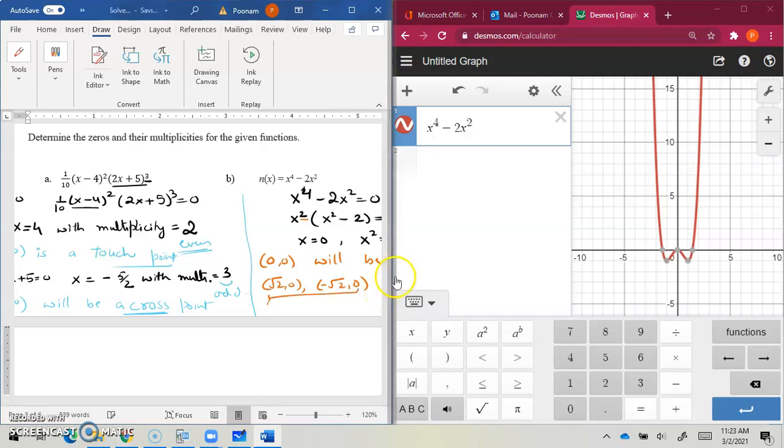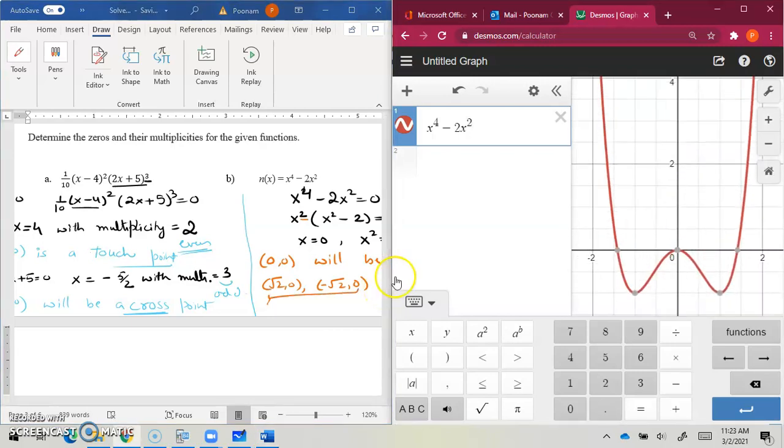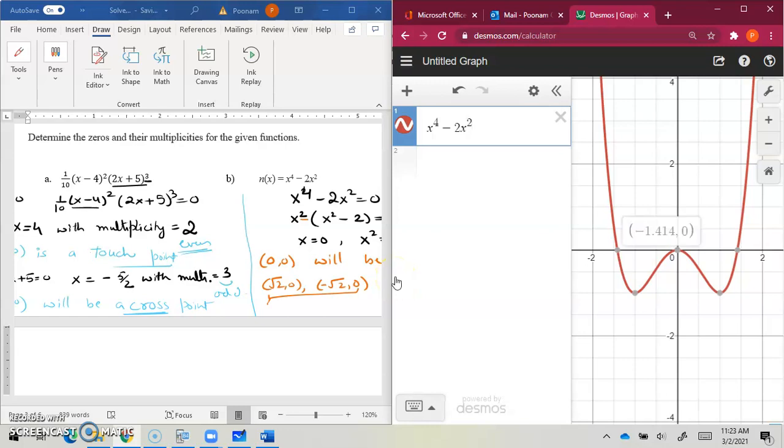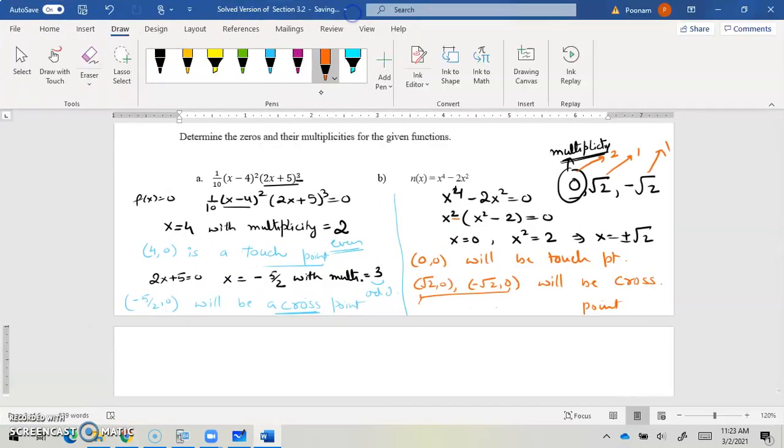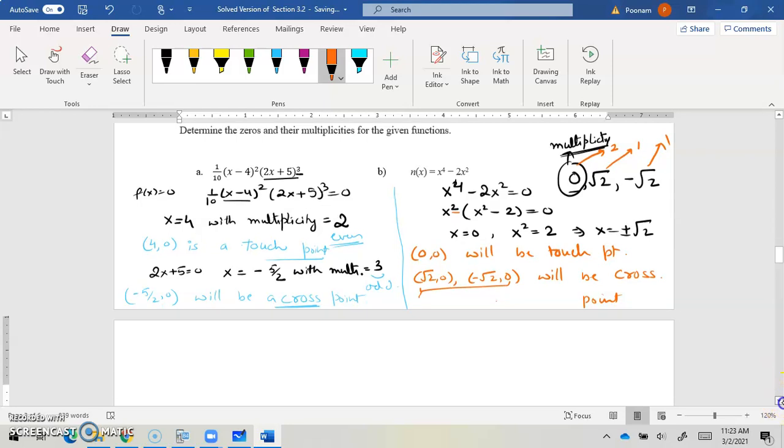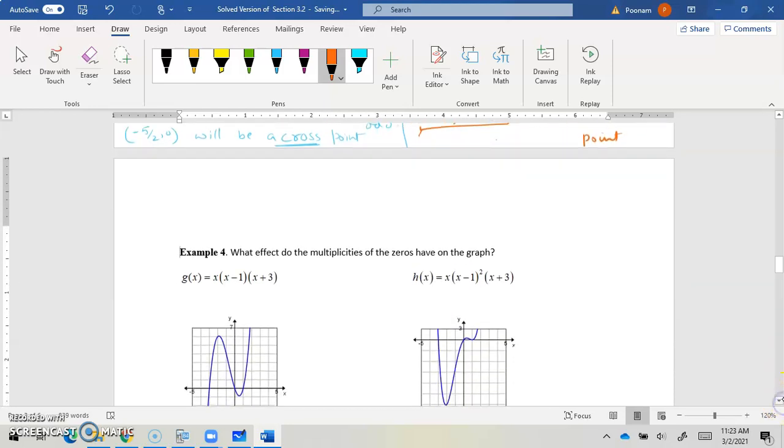So there are 3 x-intercepts. One is at negative root 2, 0 and one is at root 2, 0. These two are cross points. The graph passes through them, crosses through them. And 0, 0 is also an x-intercept, but the graph comes, touches and turns back around. So 0, 0 will be a touch point. So we did all that analysis using algebra.